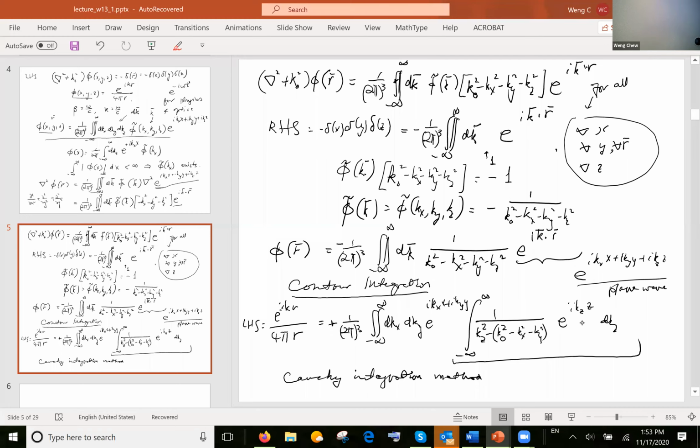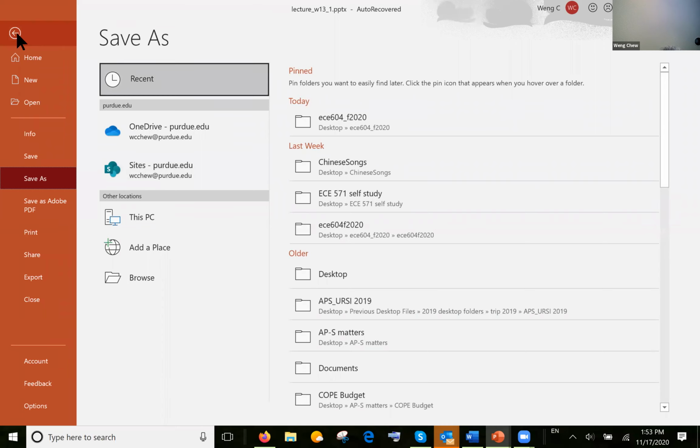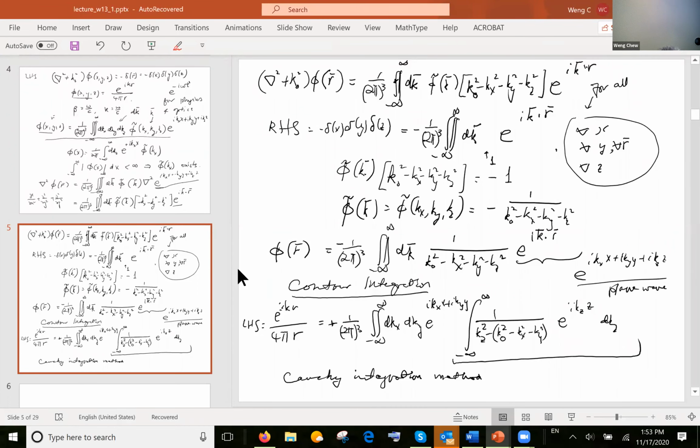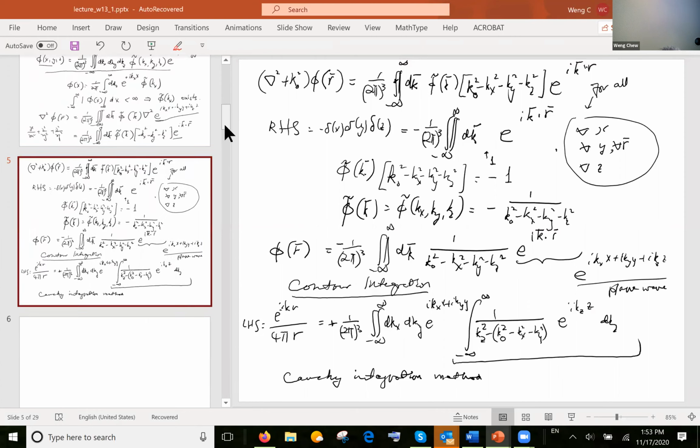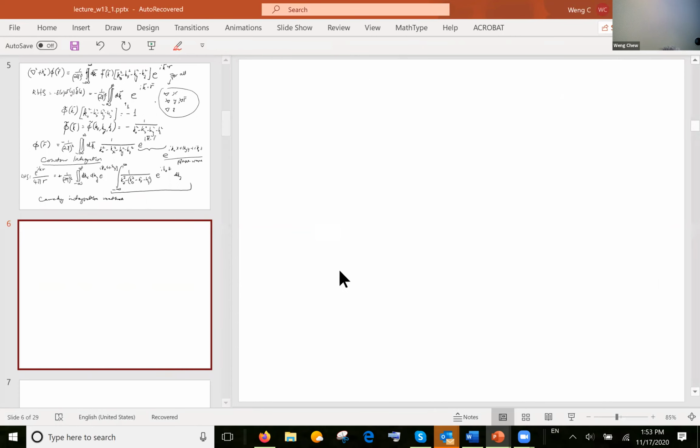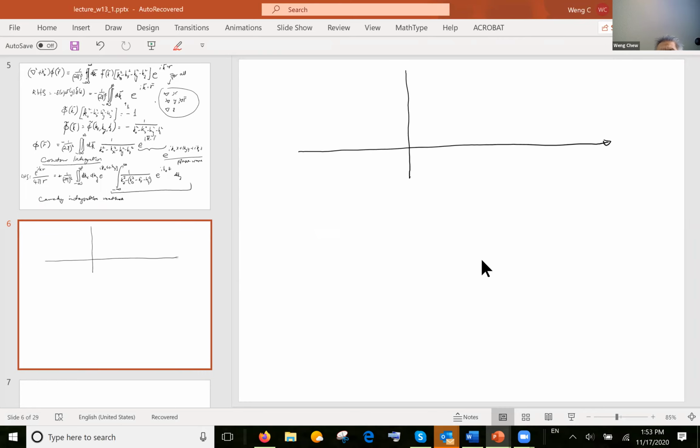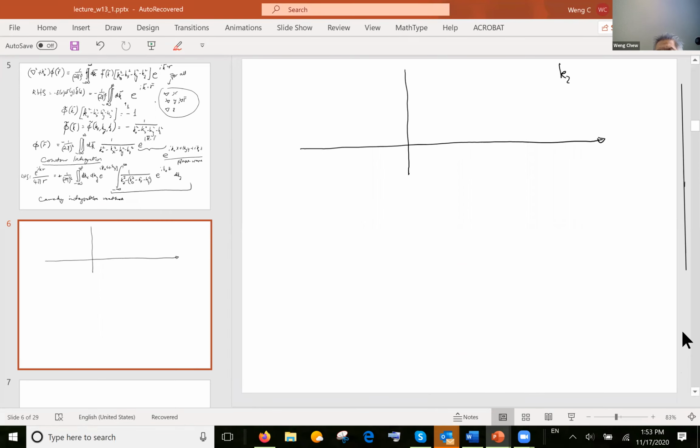Okay, so how do we do that? Well, if you have some knowledge in this, then it'll be very simple. And if you do not have knowledge in this, it's within your reach as to how you should do this. This integral is a Fourier integral in the complex kz plane. Okay, this is complex kz.